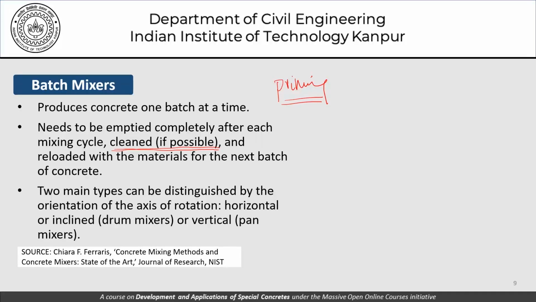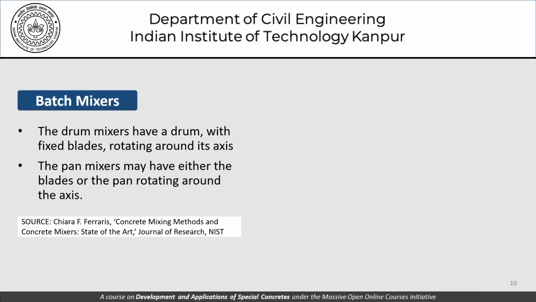As far as batch mixers are concerned, 2 main types can be distinguished by the orientation of the axis of rotation: the horizontal or inclined drum mixers and the vertical, that is the pan mixers. If the axis of rotation is horizontal or slightly inclined, they are typically called drum mixers. If the axis of rotation is vertical, they are typically called pan mixers, as we shall see. Drum mixers have a drum with fixed blades and rotate around an axis. Pan mixers may have either the blades or the pan rotating around this axis. That's the difference between a drum mixer and the pan mixer, which is the basic classification of batch mixers.